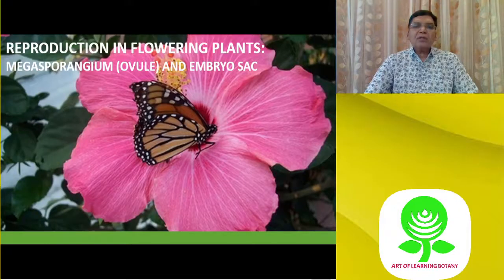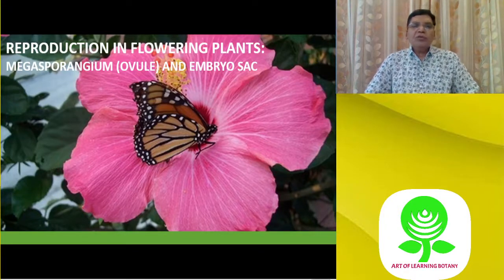So under the reproduction of the flower, sexual reproduction of the flowering plants, these are the topics. What is a megasporangium? Megasporangium is the structure which encloses the megaspore, or where the megaspore is formed. And in angiosperms it is equivalent to the ovule.